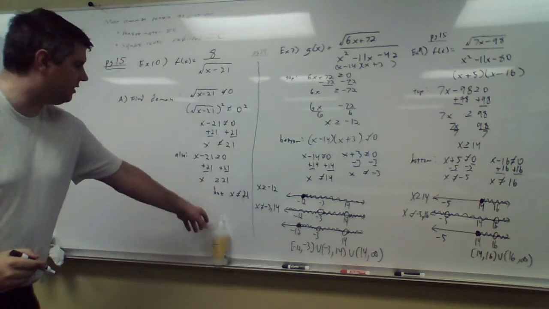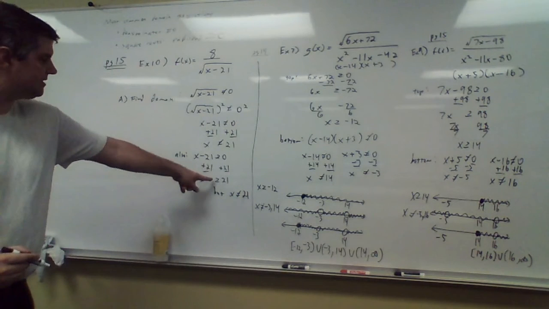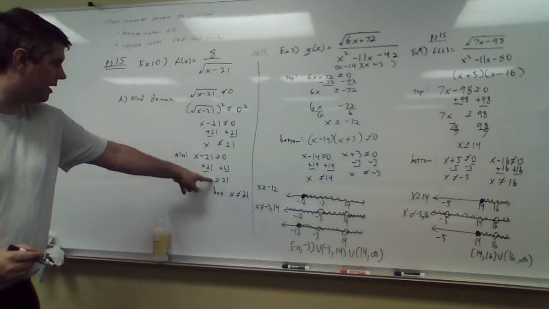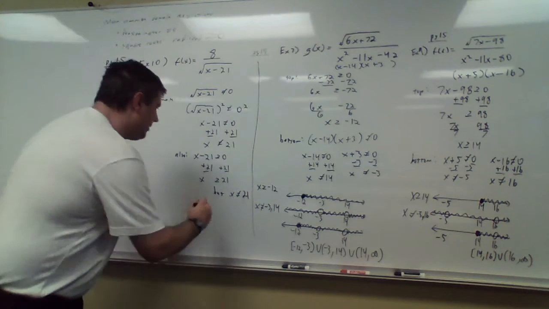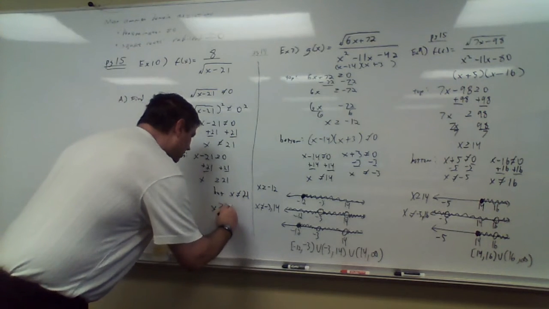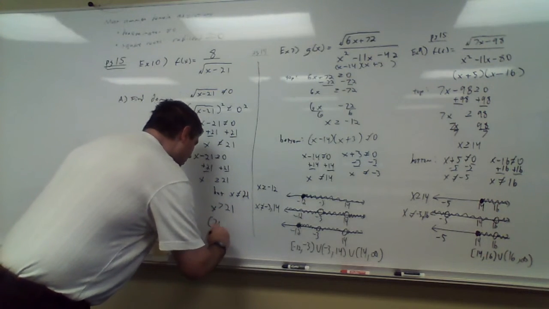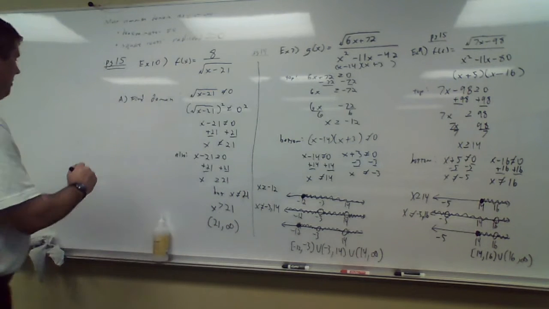So that leaves, if x has to be greater than or equal to 21, but it can't equal 21, then x has to be strictly greater than 21. The domain is 21 to infinity.